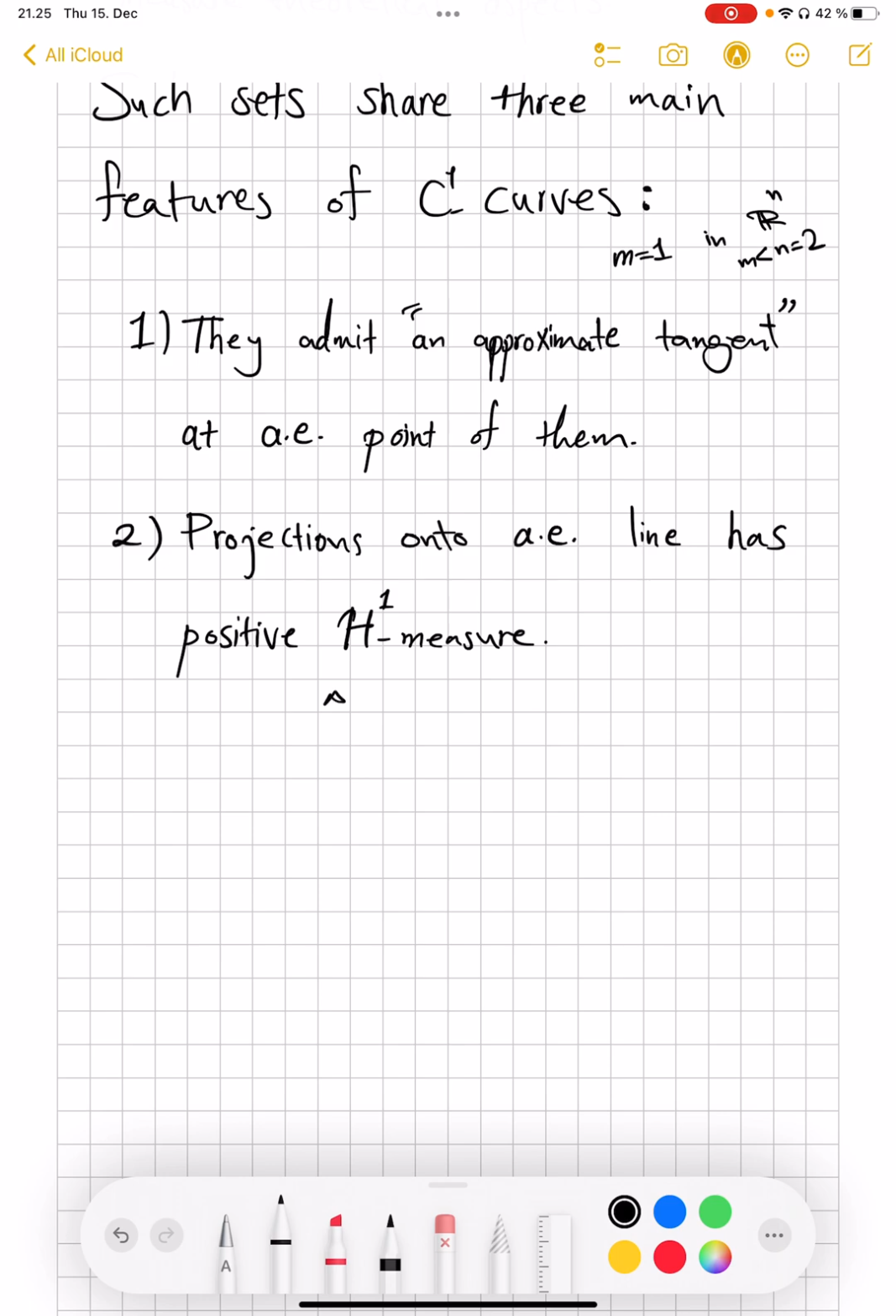So let's look at the example of the curve again. So curves definitely have that property. If you choose some direction and you project your set onto it, maybe that wasn't the right color, so you orthogonally project it onto that line, and you will see this green part, which has positive measure.